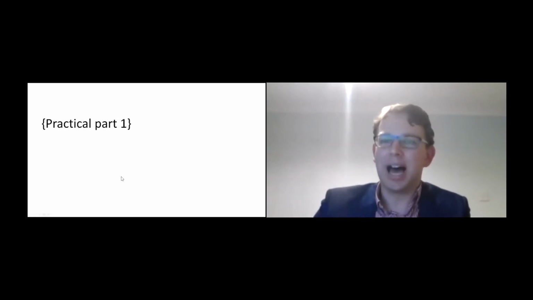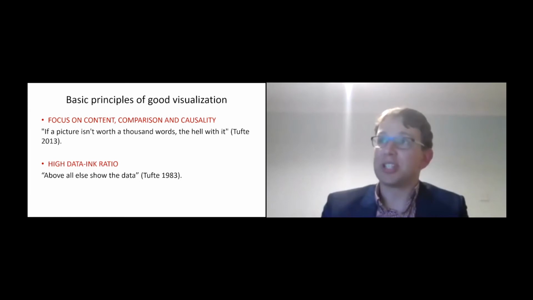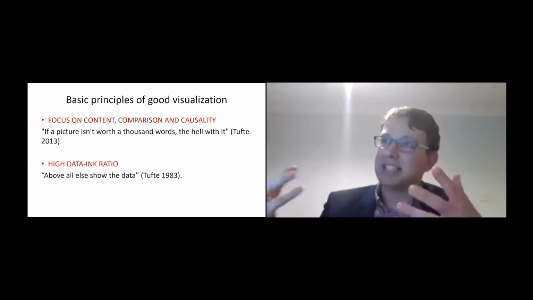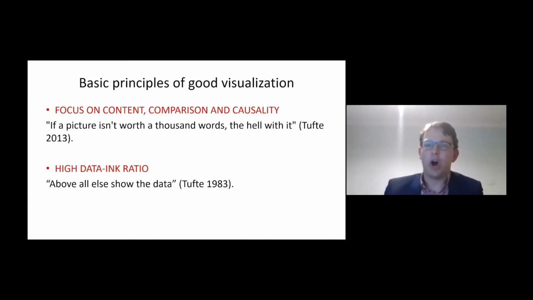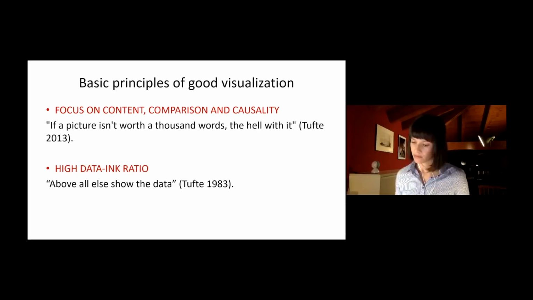So here are some tools for how we can actually evaluate different forms of visual presentation. Two basic principles here that I would like to mention in relation to good visualization: focus on content, comparison, and causality. This is really crucial because these three keywords are the essential aspects of science. We want to look at data, and empirical science is based on data. So the content is what the empirical data tell us, or the corpus tells us in our particular context as corpus linguists. We also want to compare and contrast, because without comparison, we don't have a baseline.